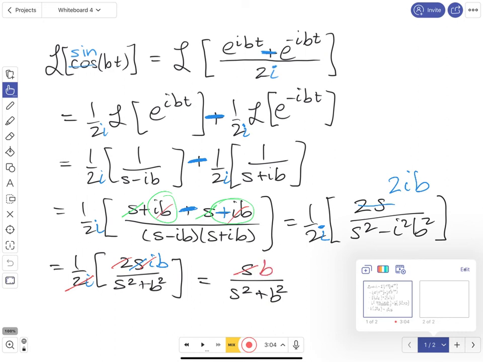So it turns out that the Laplace transform of the sine of bt is just b over s squared plus b squared. And it's, again, really easy to get that Laplace transform for the sine function off of the cosine function.